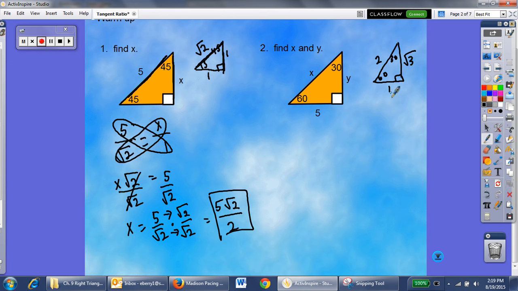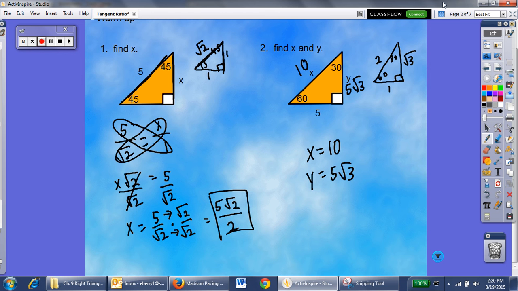So noticing this, I can see that they gave me the short leg of 5 because it's opposite the 30. That means the hypotenuse is double, so I can just write 10 here. 5 times 2 is 10. And I can see that the long leg is square root 3 times the short leg, so this would be 5 square root 3. So we have x equals 10 and y equals 5 square root 3.